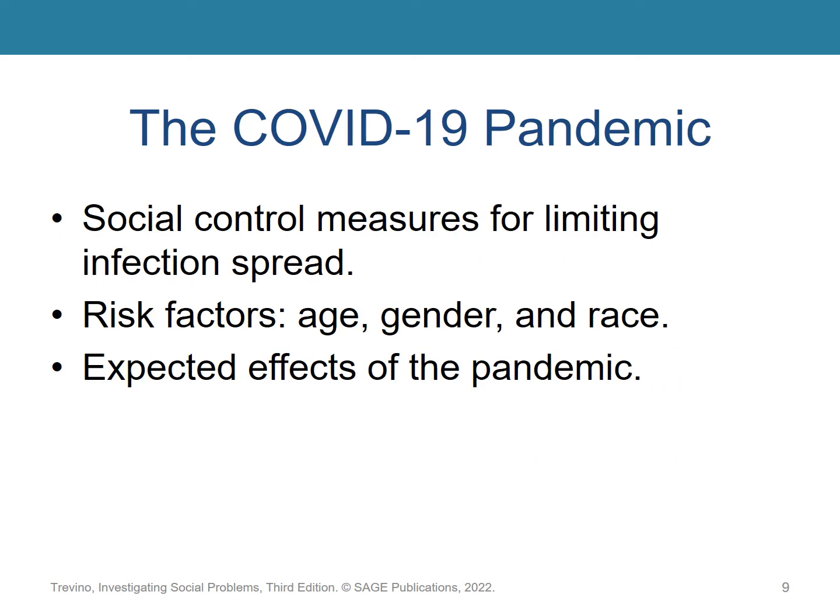So the COVID-19 pandemic: the social control measures for limiting infection spread occurred. Of course, risk factors include age, gender, and race. And then there are expected effects of the pandemic, which you can read about definitely in the book and are great to know and very relevant to our time in history now.